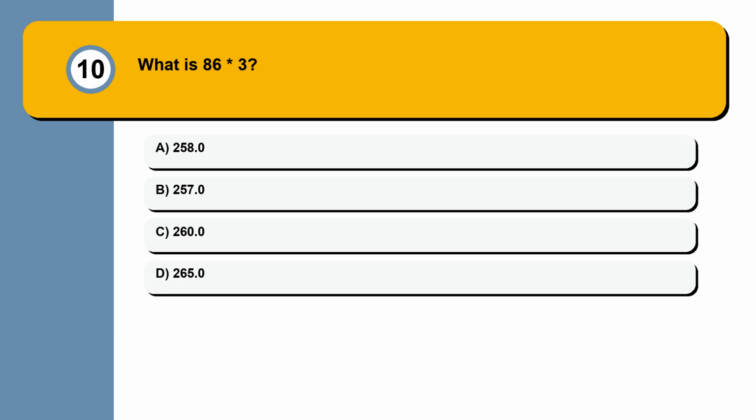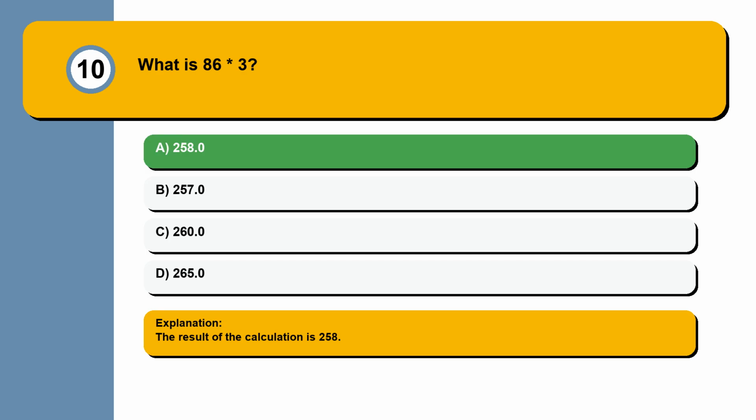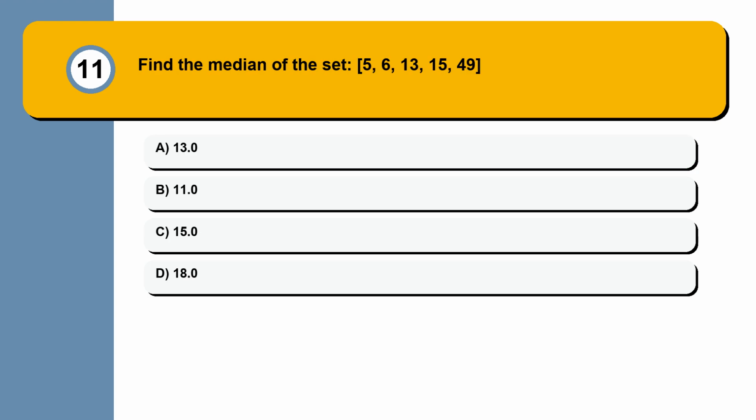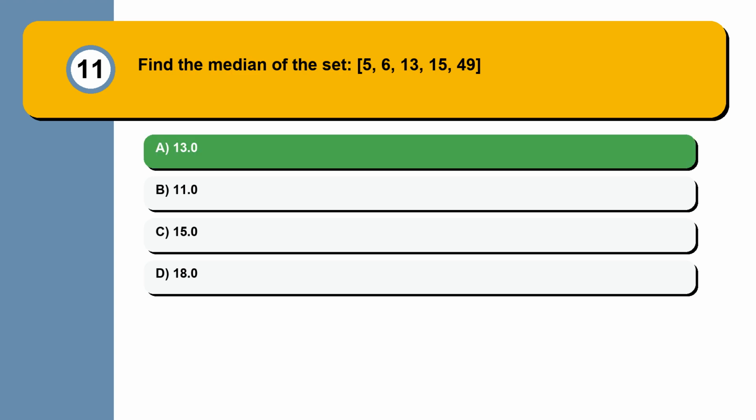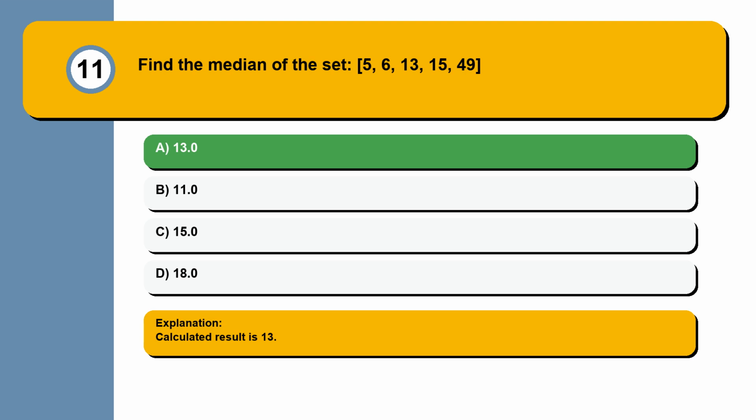Question 10. What is 86 times 3? 258.0, 257.0, 260.0, 265.0. The result of the calculation is 258. Question 11. Find the median of the set 5, 6, 13, 15, 49? 13.0, 11.0, 15.0, 18.0. Calculated result is 13.